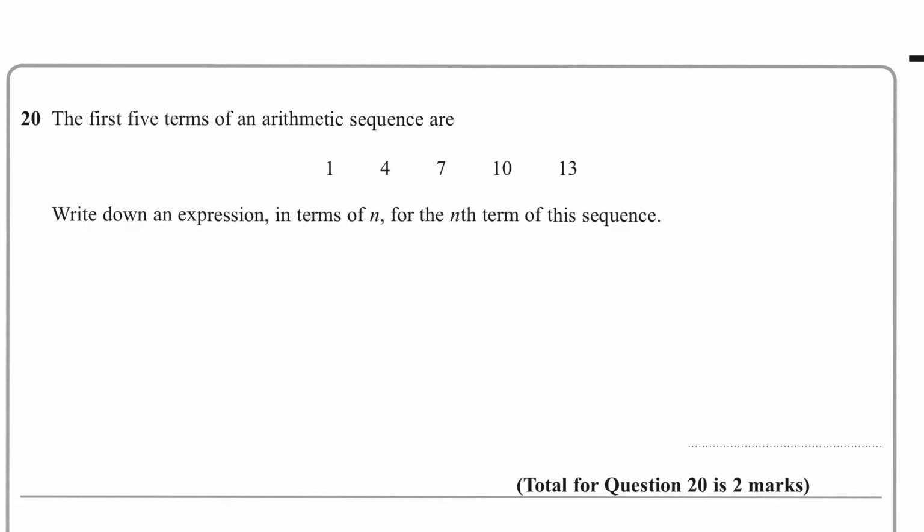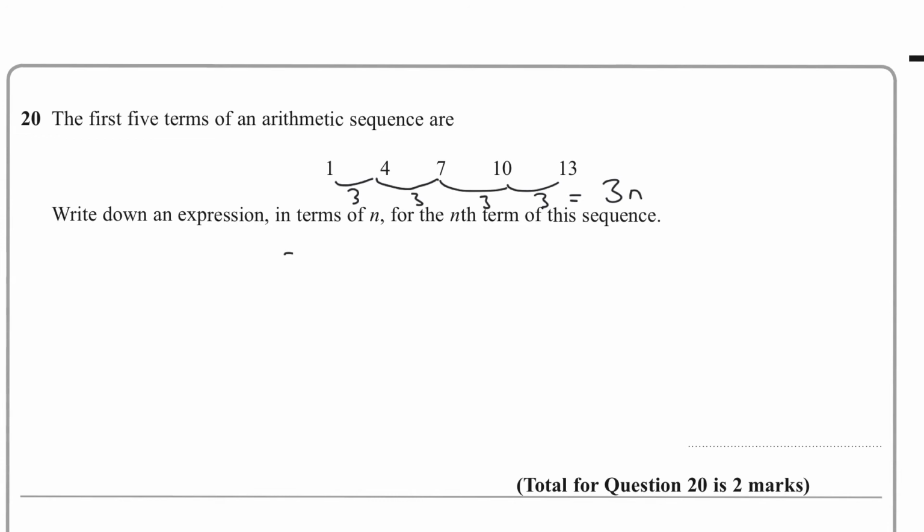Question 20. So it's given us an arithmetic sequence, and it wants us to write down an expression in terms of n for the nth term. So the first thing you do with arithmetic sequences is work out the distance between your terms. So you've got 3 there, 3 there, 3 there, 3 there. That's constant. So that constant difference, we multiply by n, so we've got 3n.